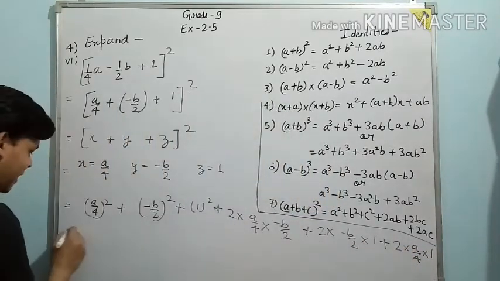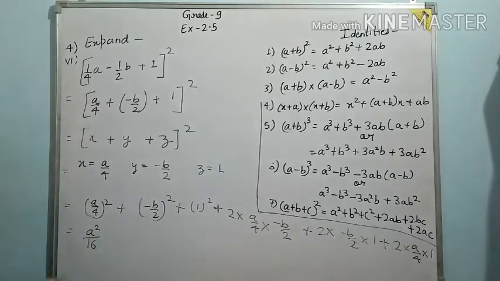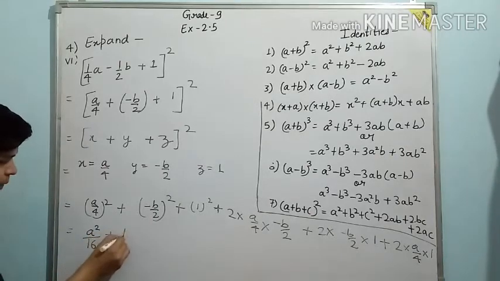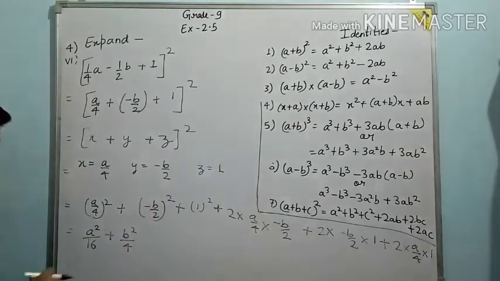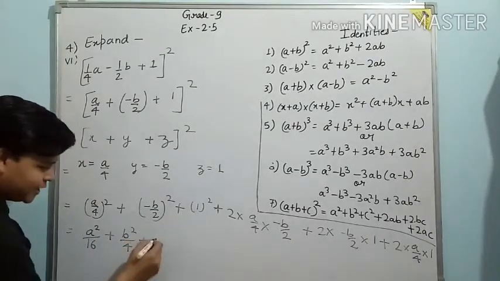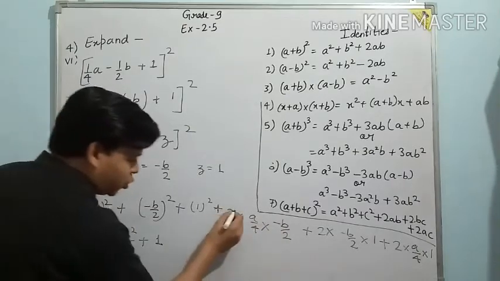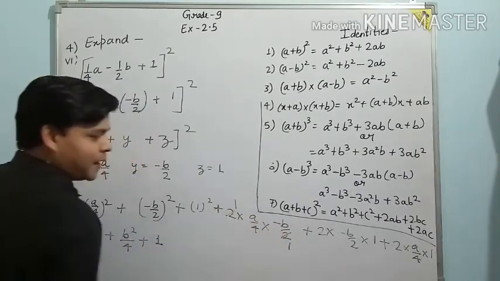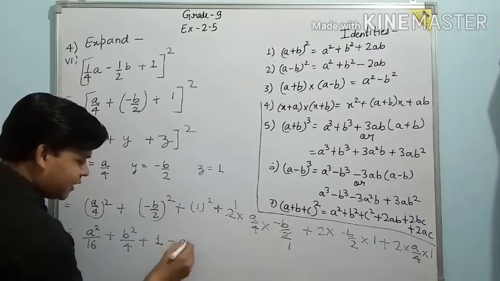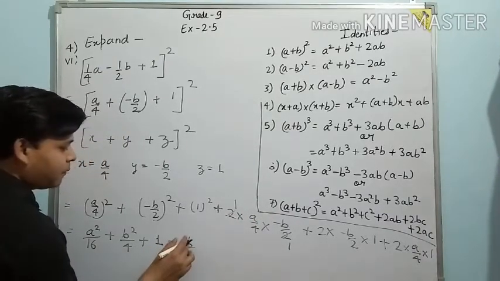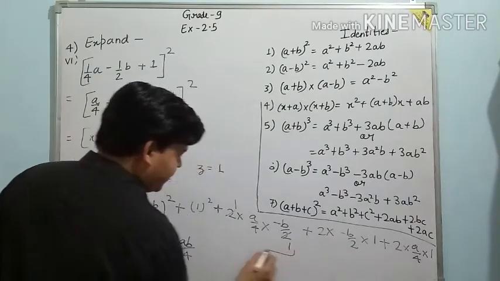Now let's multiply. This will become a square upon 16. This will become b square upon 4, because square of minus will become positive. Then plus square of 1 is 1. And from here then you will multiply, right? So 2 will be cancelled by this 2 and you will be left with minus ab upon 4. So minus ab upon 4. Right? Similarly, from here we have solved this part.